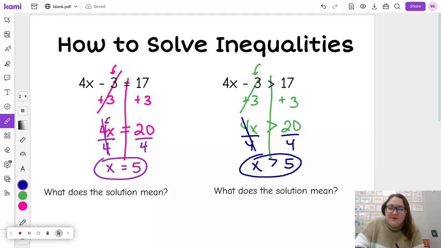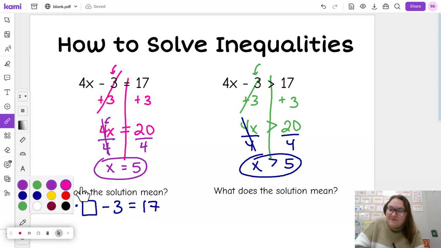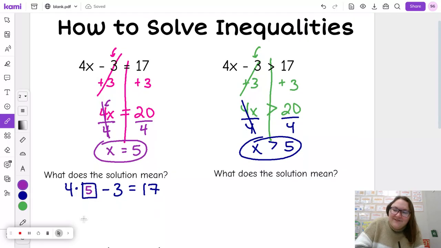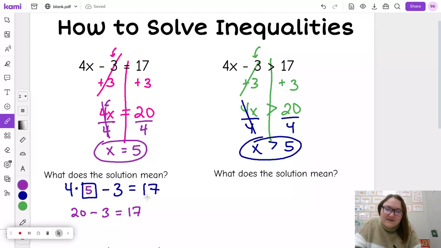Now, even though the steps are the same, what these two answers, our solution, mean is really different. When we say x equals 5, we are saying in this equation, the only number x can be is the number 5. We've talked about how this equation means 4 multiplied by what number minus 3 gives you the answer of 17. And our answer means that missing number is the number 5. 4 times 5 is 20, and 20 minus 3 is 17. If you try putting any different number here besides 5, it's not going to give you 17.